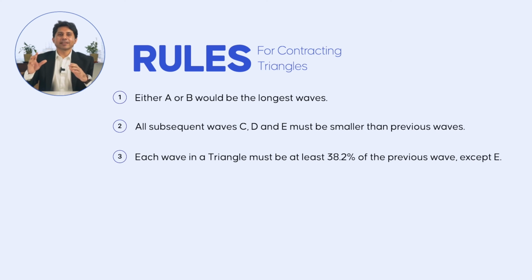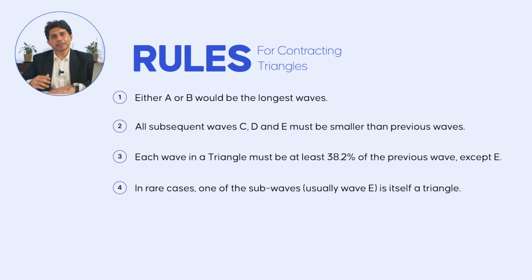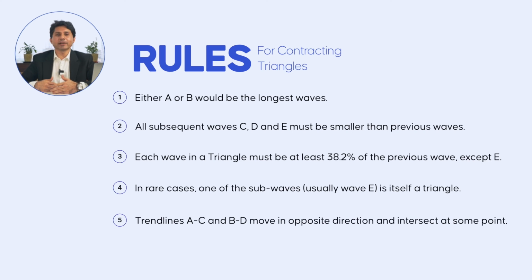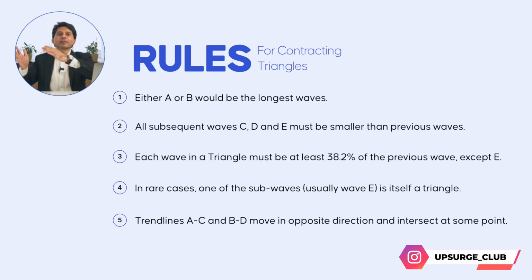E can be even slightly, even slight of D wave. In rare cases, one of the subwaves is itself a triangle, which is usually the wave E, which also happened in the past in several cases. The trend line is more of a guideline rule, which is AC and BD move in opposite direction and are pointing to the same point, intersection point.